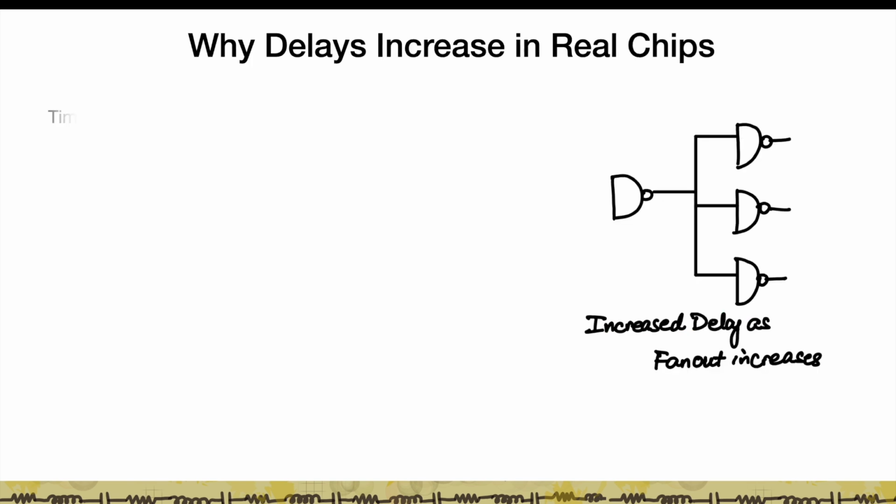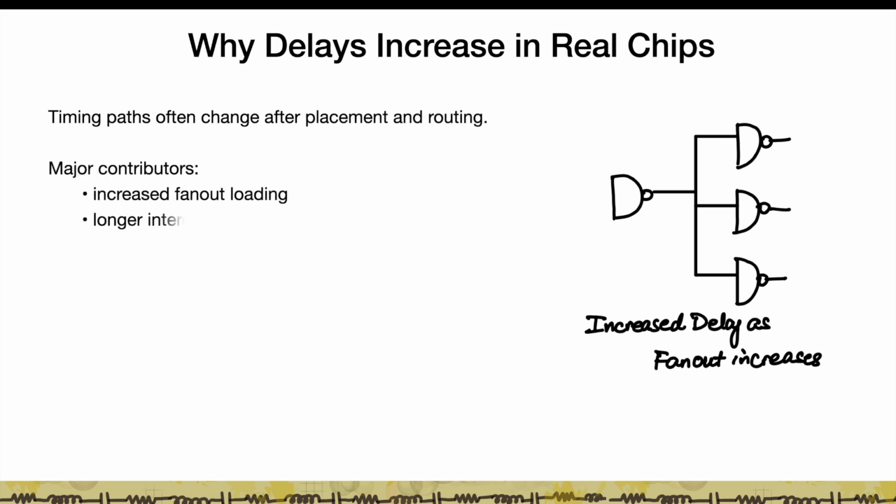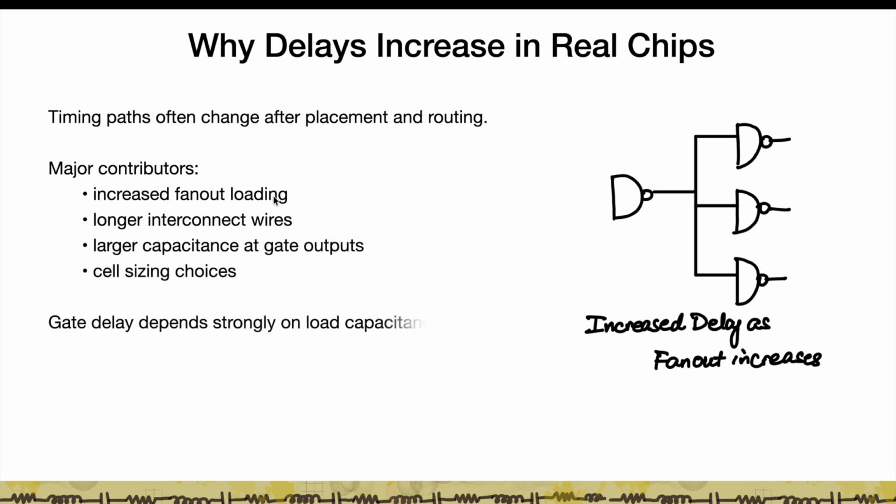So why do delays balloon after placement and routing? There are a few culprits. The biggest one is fan out loading. When a gate drives multiple downstream gates, it's charging and discharging a larger total capacitance. The more load, the slower the output transition and the higher the propagation delay.